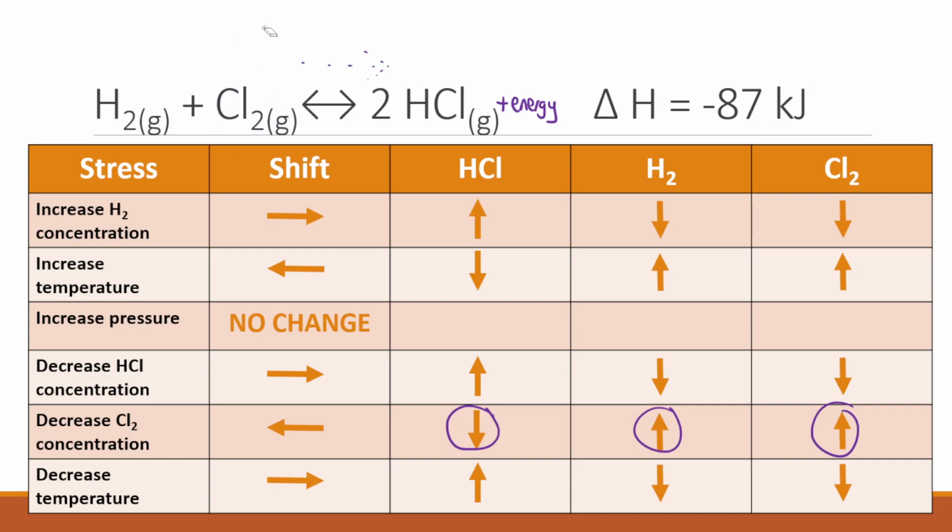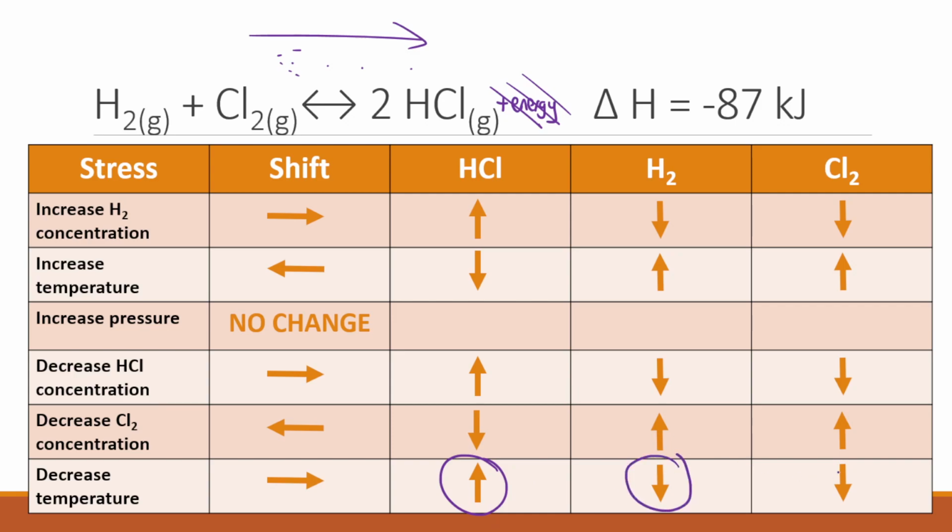Lastly, if I decrease temperature, if I take away some energy, it means that I'm slowing down the reverse reaction, allowing the forward reaction to be faster. That means I make HCl faster than it breaks down. It means I use my H2 and my Cl2 faster than they get produced.